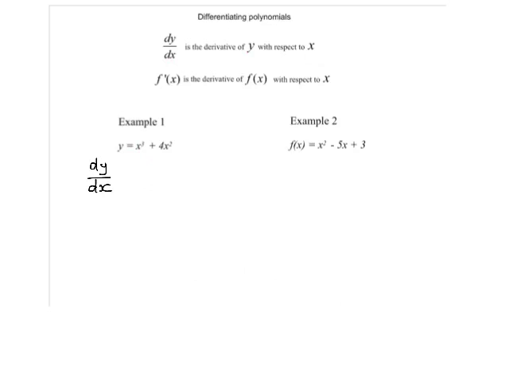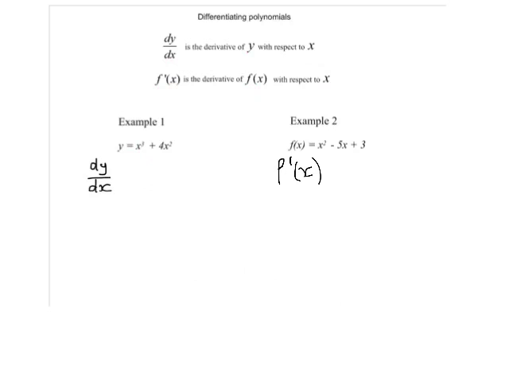The other type of notation is function notation. So here we read this as f prime x, and that is the derivative of a function of x, f of x, with respect to x. So if we were given a function of x like we've got over here, f of x equals x squared minus 5x plus 3, we'll notate the derivative of that as f prime of x.